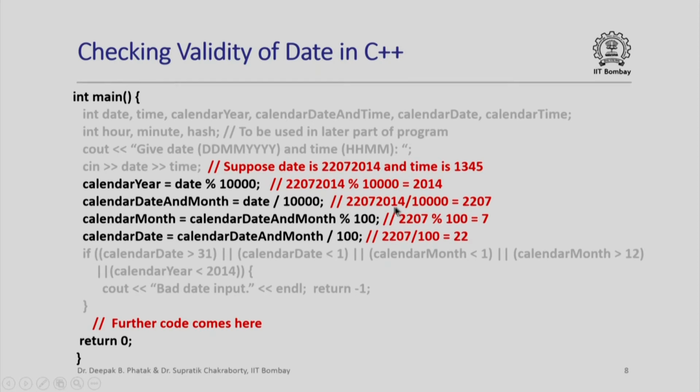So for example, if this was my input and if I divide it and I obtain the quotient, I would get 2207. Now from this date and month I want to extract the month, which is the remainder when I divide it by 100, the last 2 digits, and similarly the date part of it is the quotient on dividing by 100, which are the first 2 digits. So this is how I am going to extract the calendar year, calendar month and calendar date from the date that has been read in.